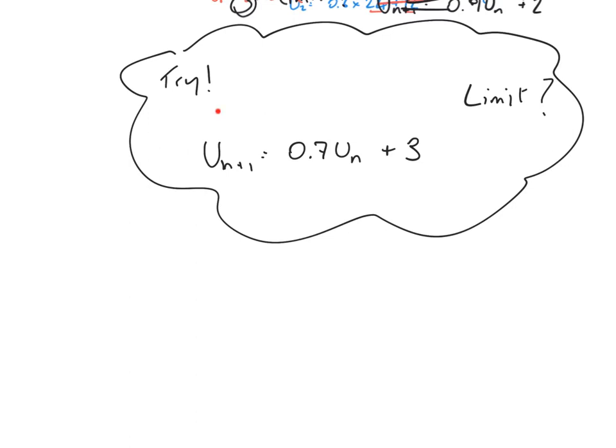Okay, so you're going to try this one, calculate the limit. There's A, L equals AL plus B, and take it from there without a calculator.